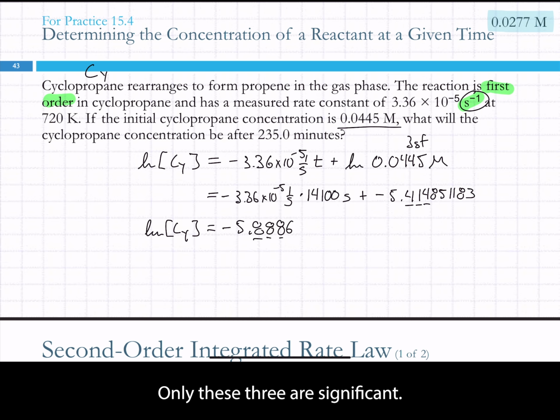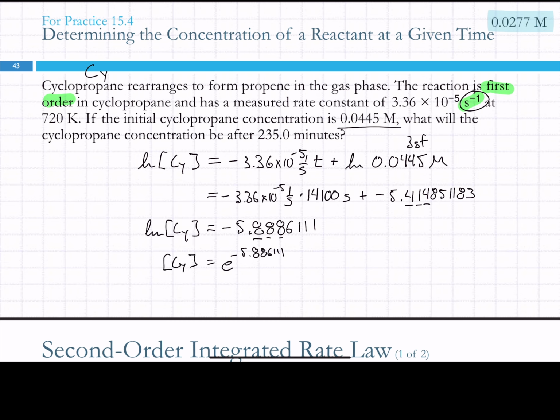5.8886. Really, only these 3 are significant. There we go. And then it's e raised to that as a power. So then 0.00277. Yeah, because it's 3 sig figs.